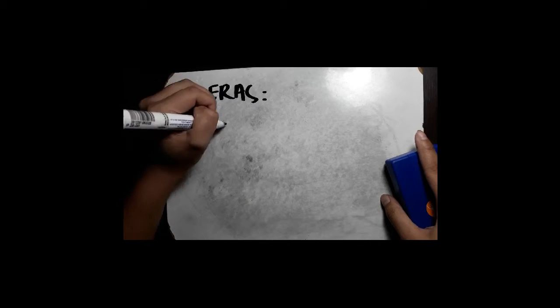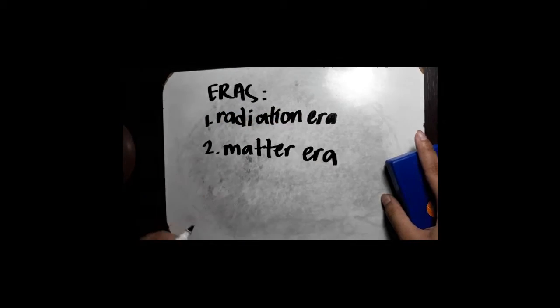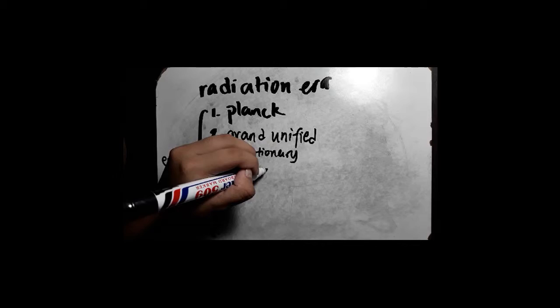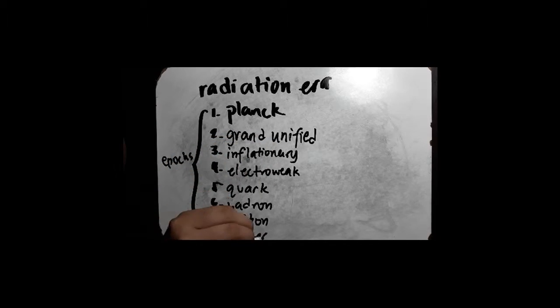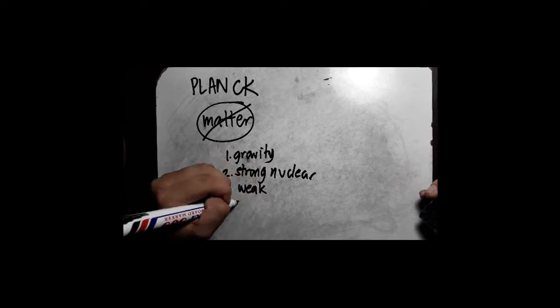After the explosion, there were two eras that followed, radiation era and matter era, but let's tackle the former first. This era involves the dominance of radiation, where it is divided into 8 smaller stages, epochs, which are Planck, grand unified, inflationary, electroweak, quark, hadron, lepton and nuclear. The Planck epoch is a time where there is no matter, only the superforces, namely gravity, strong nuclear, weak and electromagnetic energy, up until gravity broke up.